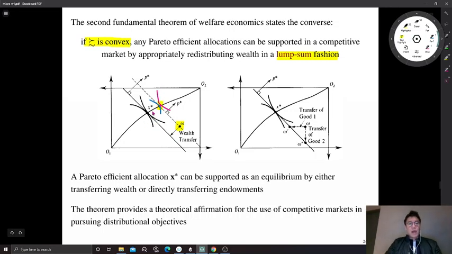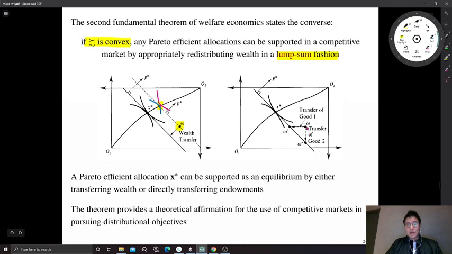So in this way, any efficient allocation on the Pareto set can be achieved with the aid of the competitive market mechanism. Okay, that is the second welfare theorem. It can be supported as an equilibrium by either transferring wealth in a lump sum fashion, or directly transferring endowments from consumer A to consumer B. That possibility is depicted by this figure.